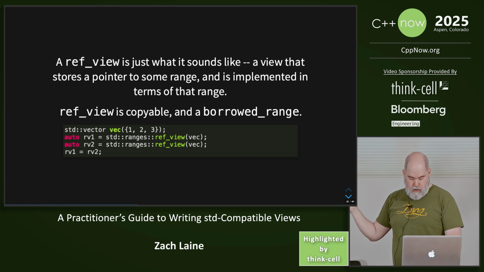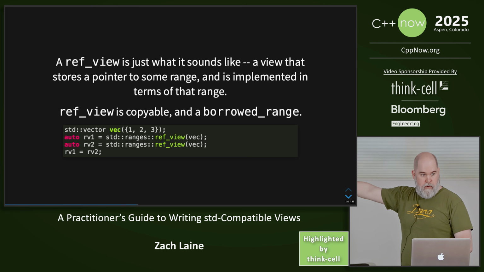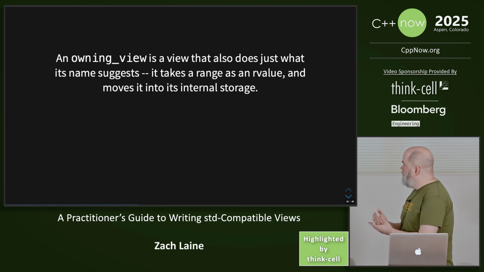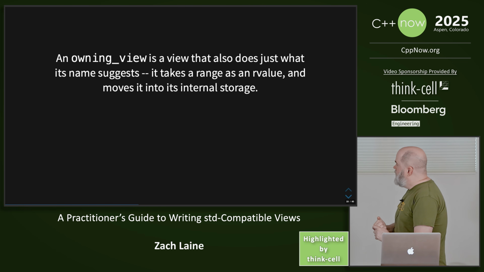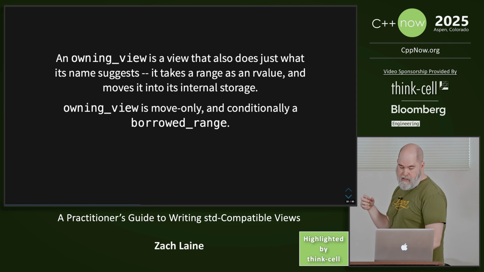Yeah, so we're getting into, we already described what all does in terms of these. Now I'm defining what these do. Okay, so owning view is also not very mysterious. It takes a range that is an R value and it just moves that R value into its internal storage, right? So it is move only and it's conditionally a borrowed range.